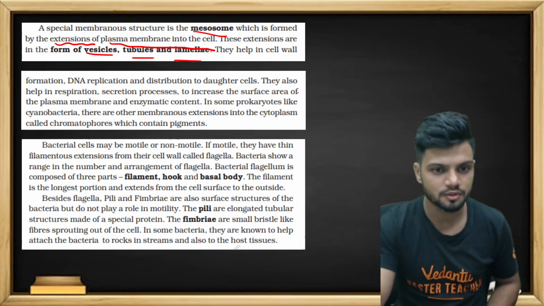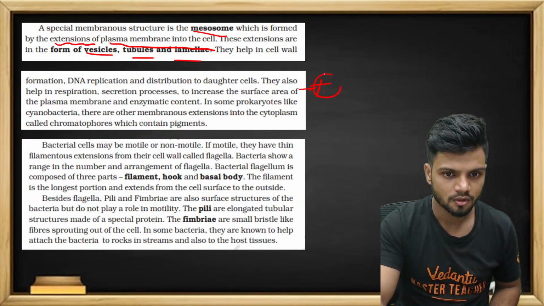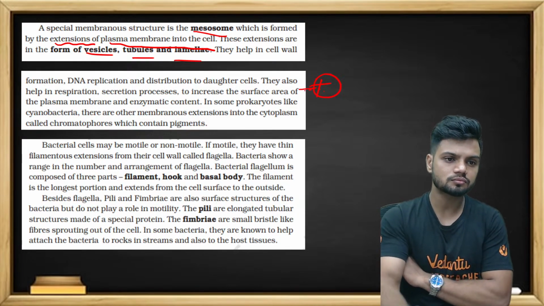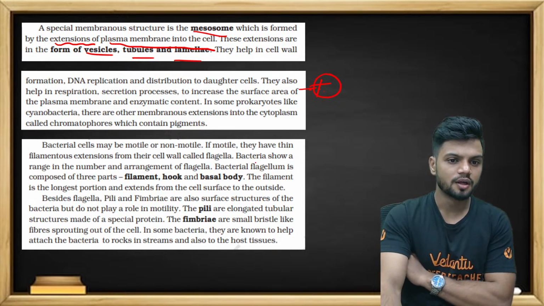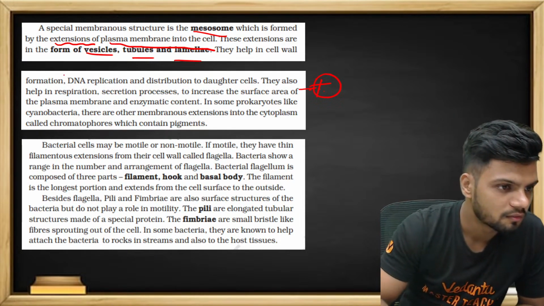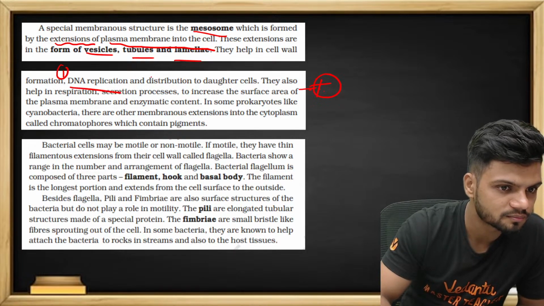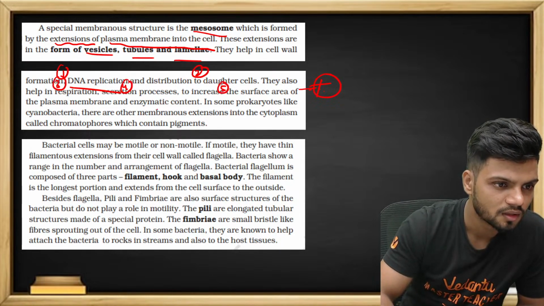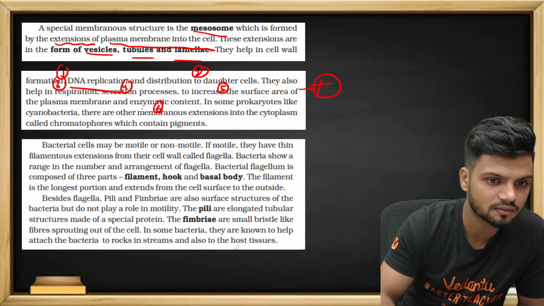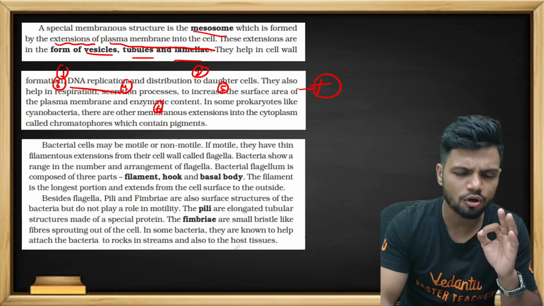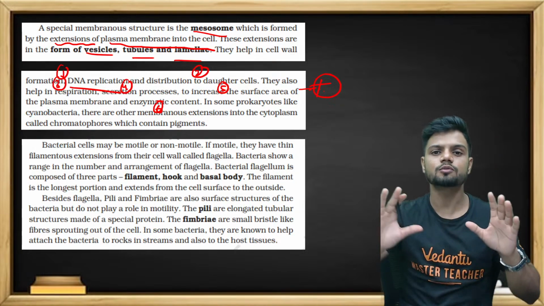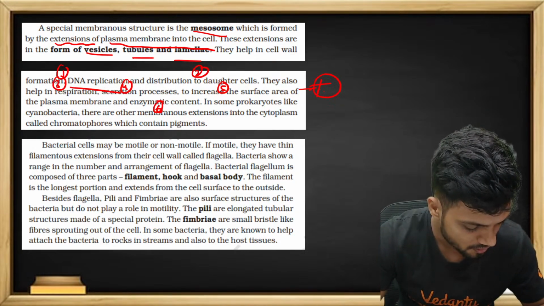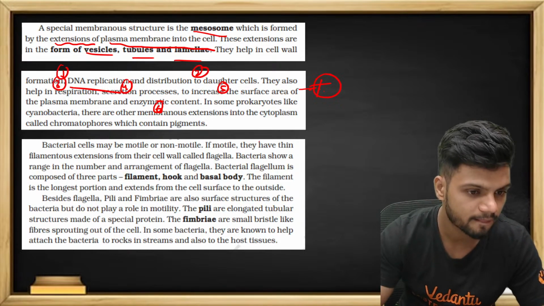Now, the functions are very simple. This is very important. What is the function of the mesosomes? First is replication of DNA. Second is distribution to daughter cells. Third is respiration. Fourth is secretion. Fifth is increasing surface area. And sixth is enzymatic activity. Six different properties of mesosomes. Any one can be asked as a question. Let me tell you only.